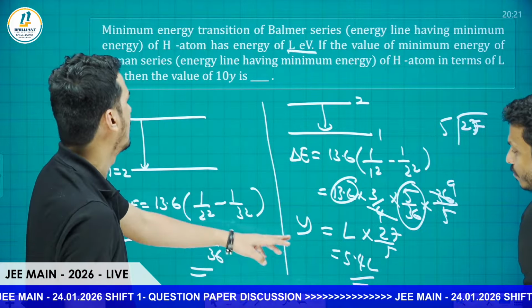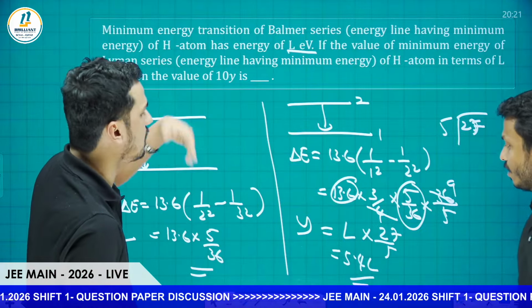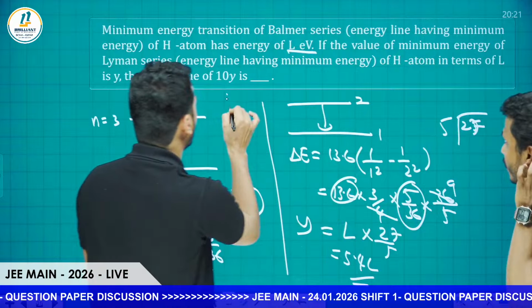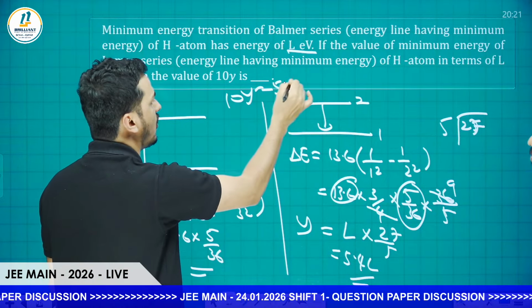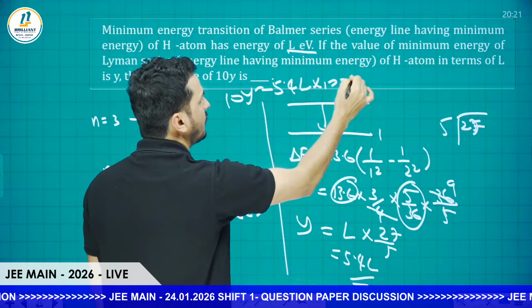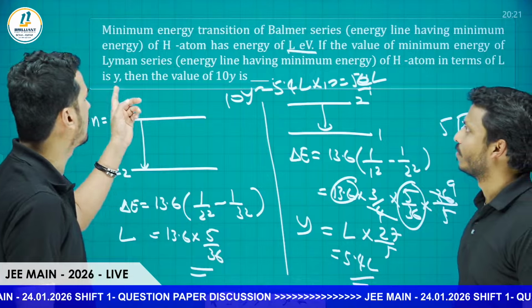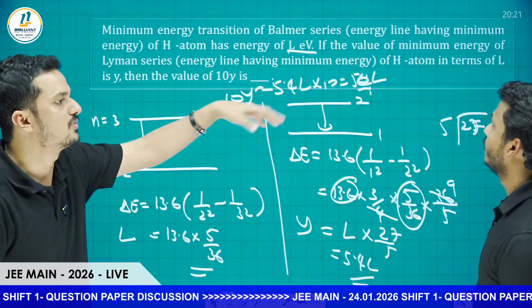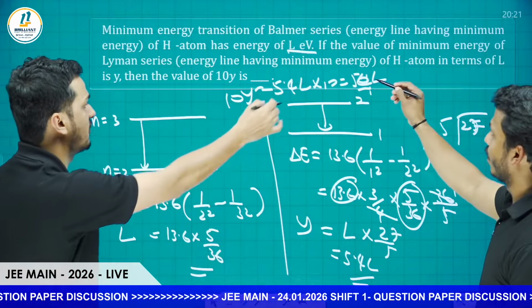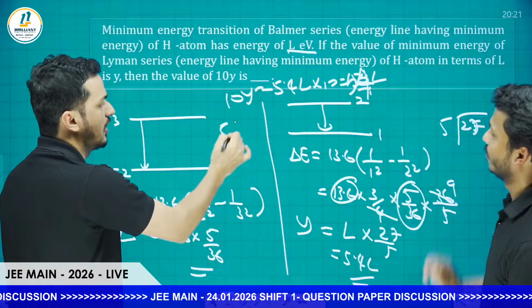Yeah, 5.4 L. But the question is, they are asking 10 Y. So 10 Y means 5.4 L into 10, that means 54 times L. So in terms of L, that is Y. So 10 Y means 54. 54 will be your answer.